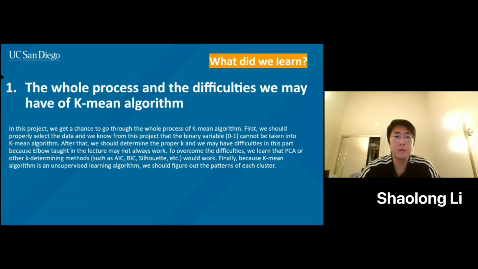Okay, so first we should properly select the data, and we know from this project that the binary variables 0 and 1 cannot be taken into the k-means algorithm. After that, we should determine the proper k. And we may have difficulties in this part because the elbow method in the class may not always work.